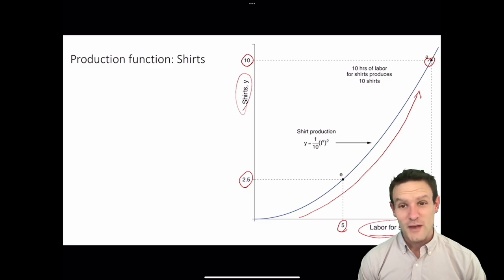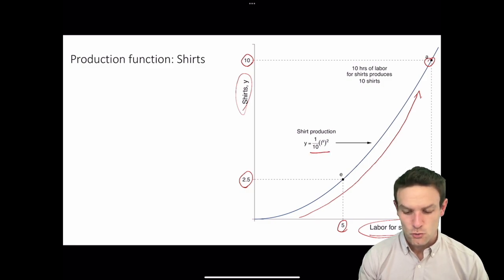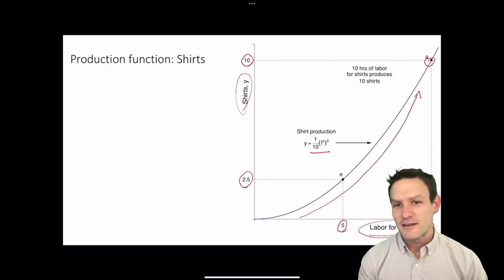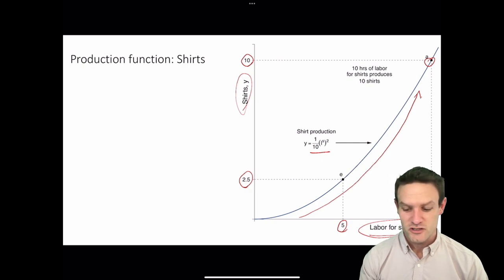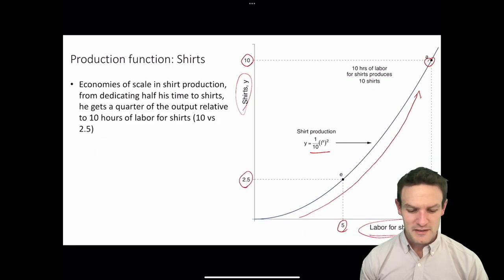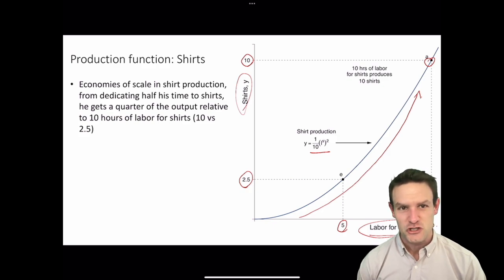Okay, and so what do we have there? The production function for shirts is quadratic. It's raised to the power 2, and it's basically 1/10 the labor dedicated to shirts squared. So if I dedicate 10 hours, 10 squared is 100, divided by 10 is equal to 10. If I dedicate 5 hours, that's 5 squared, which is 25, divided by 10 is 2.5. Okay, so when I think about this, we've got economies of scale in shirt production.